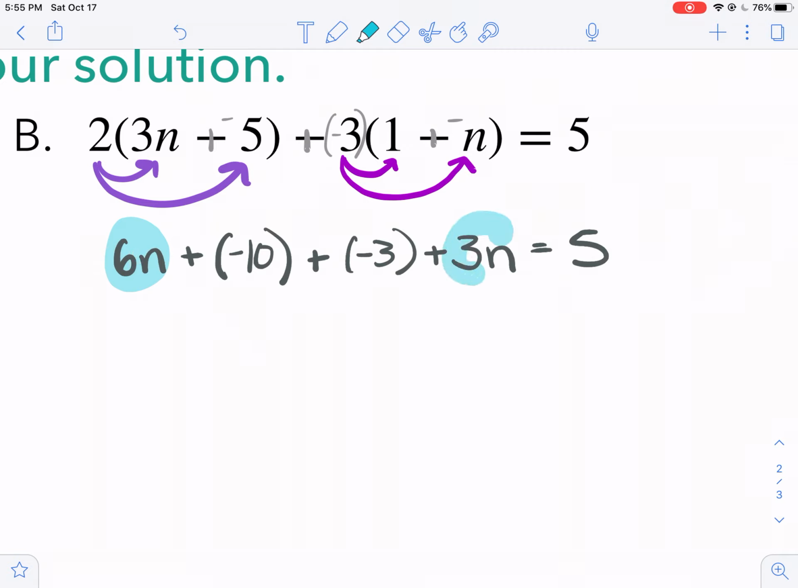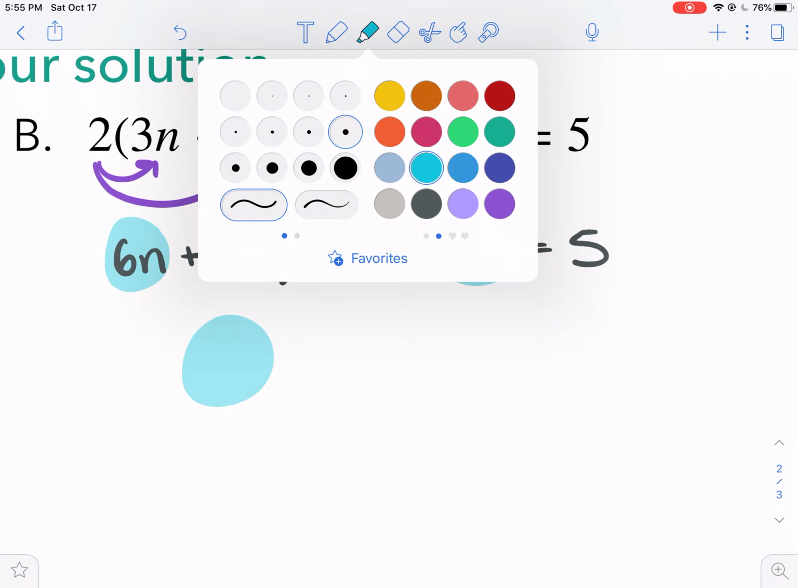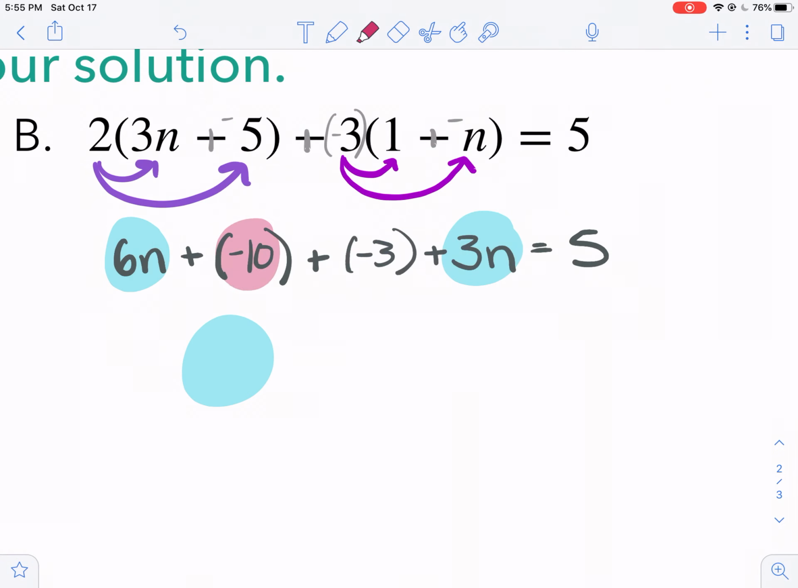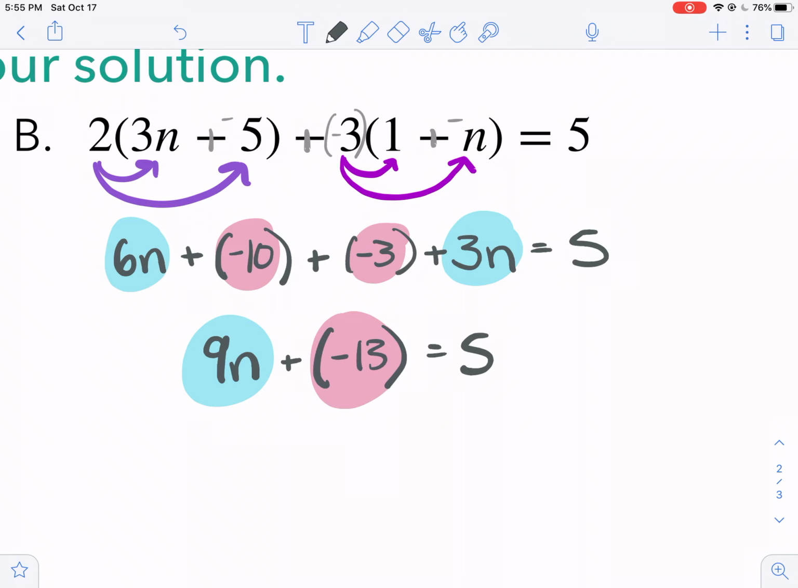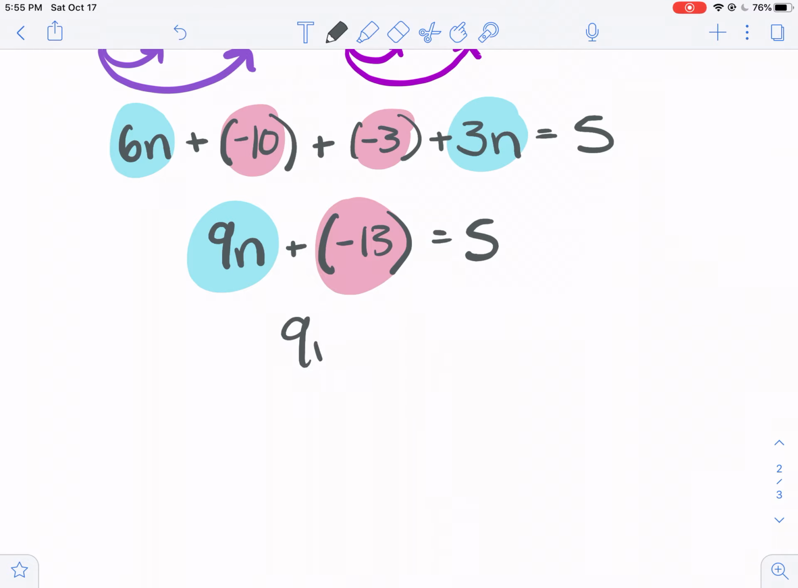We have 6n and 3n. We'll add those up together. And then after that, we'll take our negative 10 and our negative 3 and add those up. So we get 9n plus negative 13 equals 5. Okay, so we have 9n minus 13 equals 5.